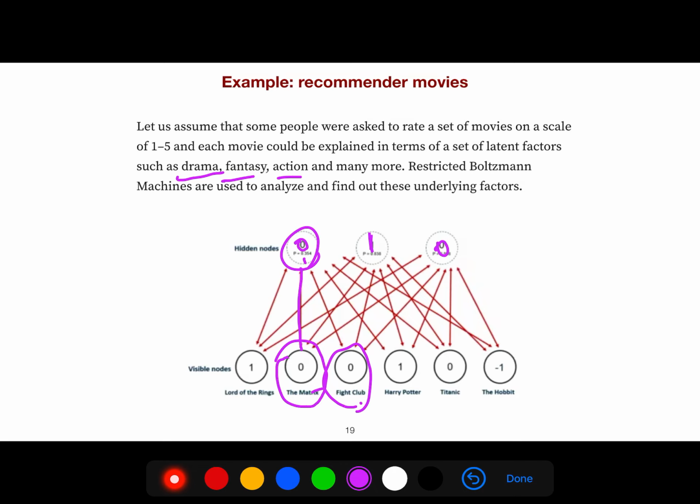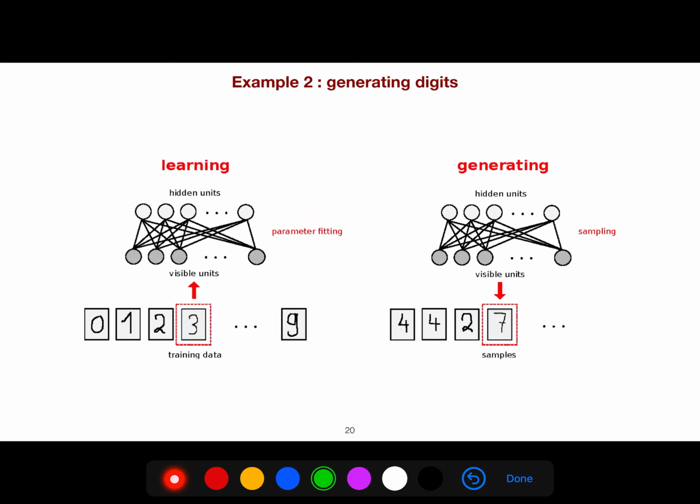So you can see it as a generative model. For example, you want to say, give me a set of movies that are drama, but not fantasy, a little bit of action. So it generates a set of movies. Or generating digits. You have 3. It generates many digits, such as this one. It samples for you.